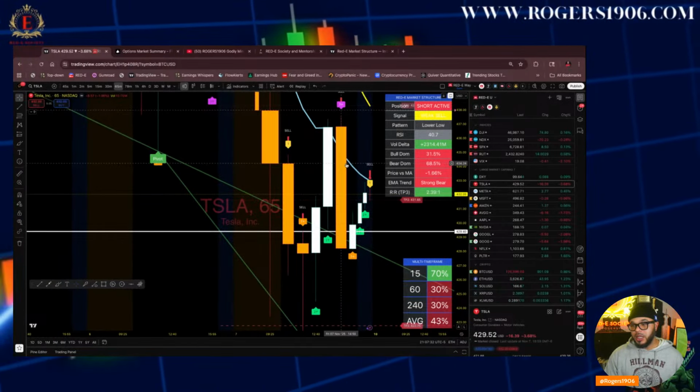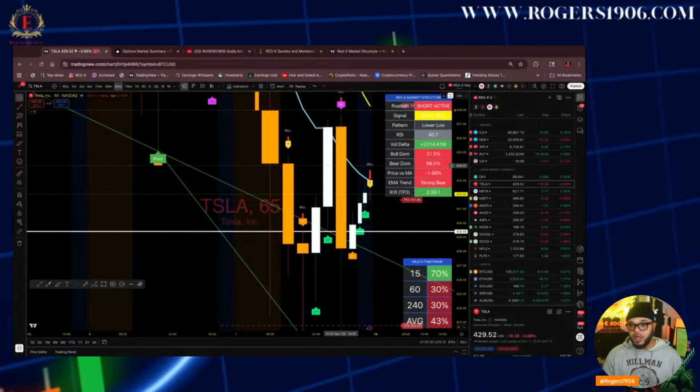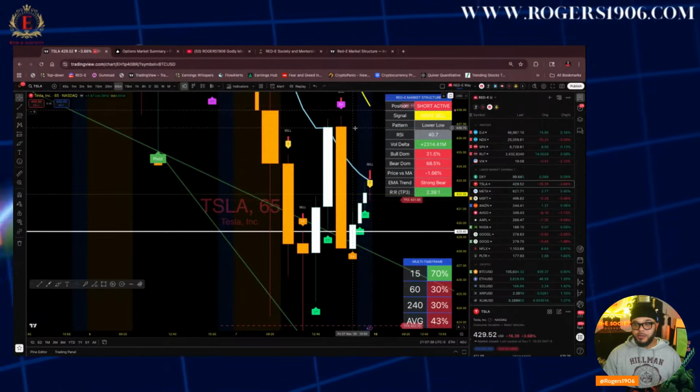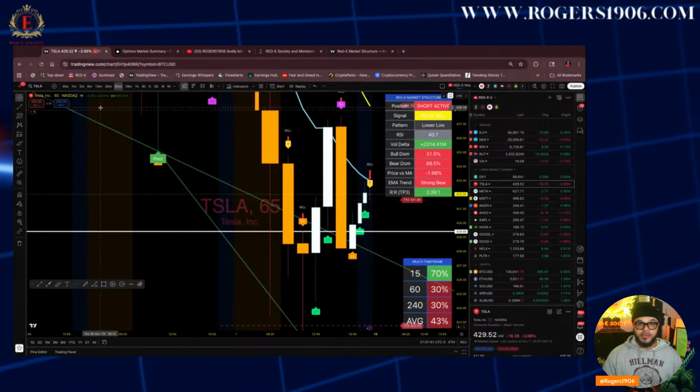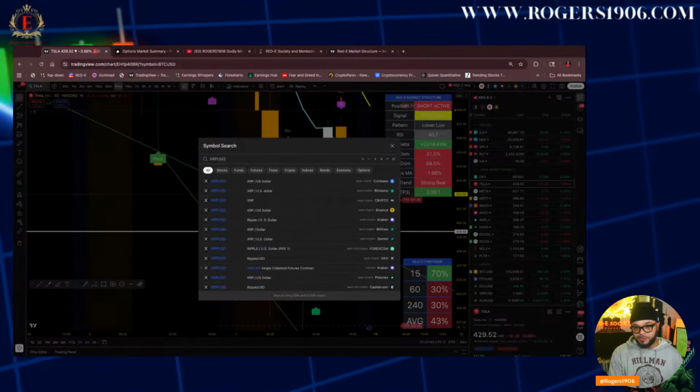We need to see this thing break above 434.24 to have confidence of an uptrend. If we break that 424, guys, I'll be looking for 436.73. All right. So I don't want to limit this to just stocks.